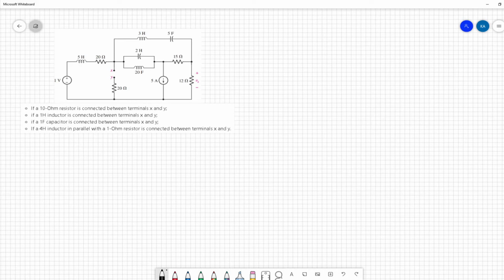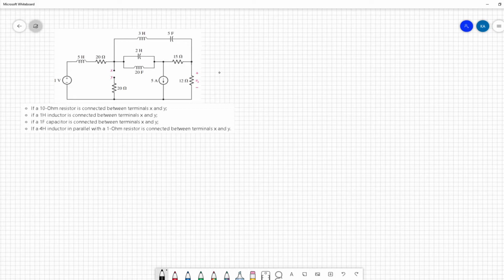For assignment number 7, solve for the value of Vx under DC conditions for the 4 configurations. So if a 10 ohm resistor is connected between terminals X and Y, next is if a 1 Henry inductor is connected between terminals X and Y, third is if a 1 farad capacitor is connected, and last is when a 4 Henry inductor is in parallel with a 1 ohm resistor.